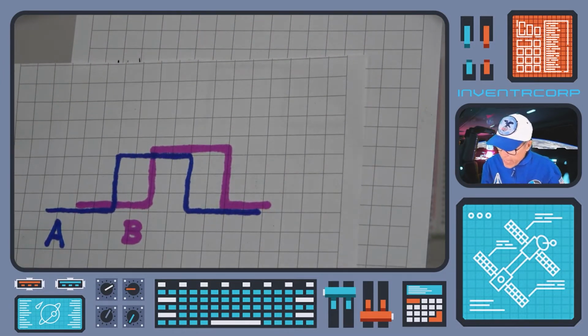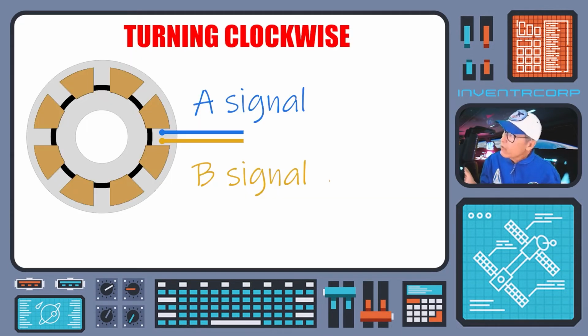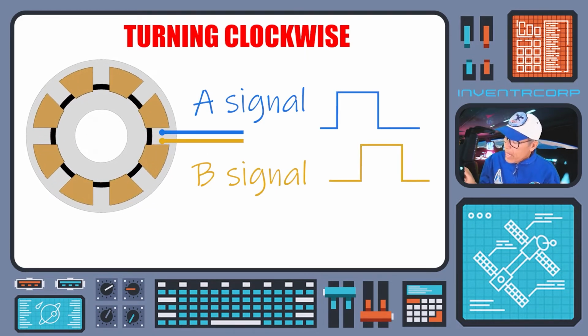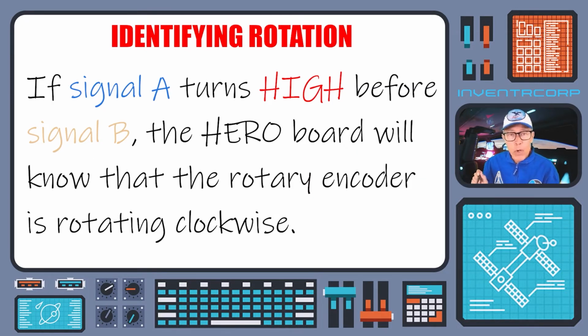The two outputs, A and B, do not transition exactly at the same position of the knob, but they're staggered with one another. So you'll see that, for example, as we rotate clockwise and we look at the output, A will transition from low to high first, and then a little bit later, B will transition from low to high. And so this tells us that if we see A go high first and then B, then we're rotating clockwise.